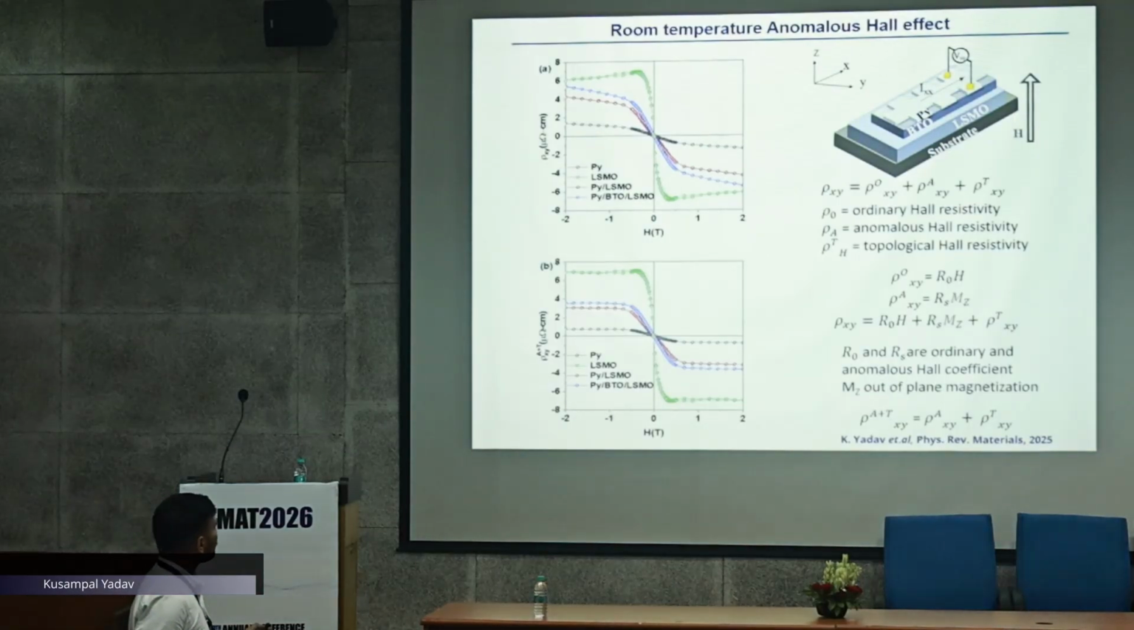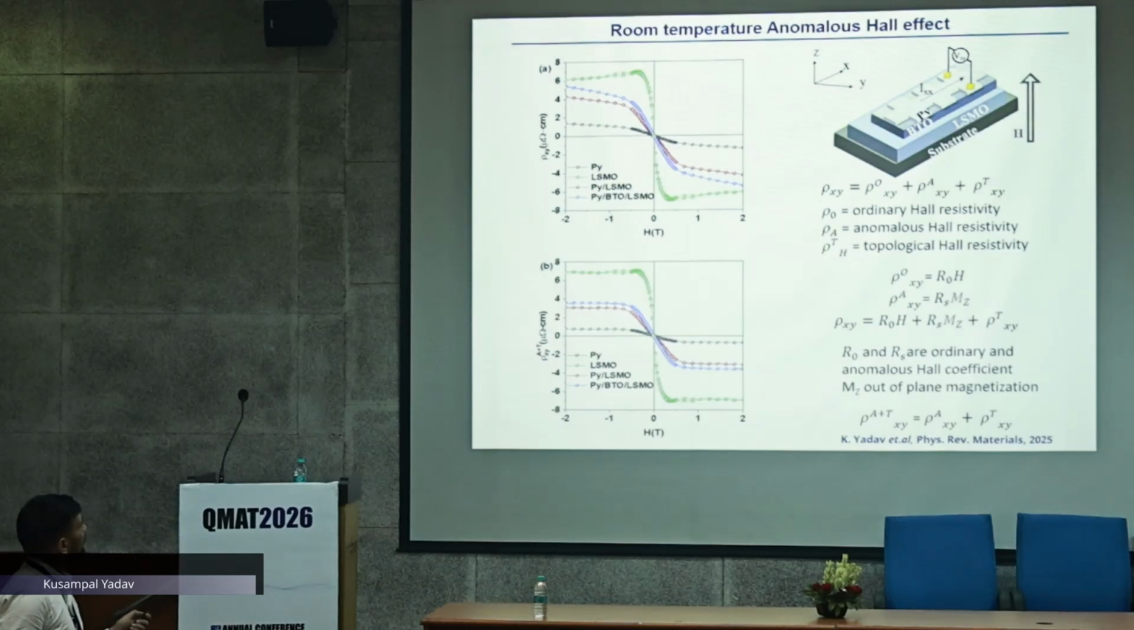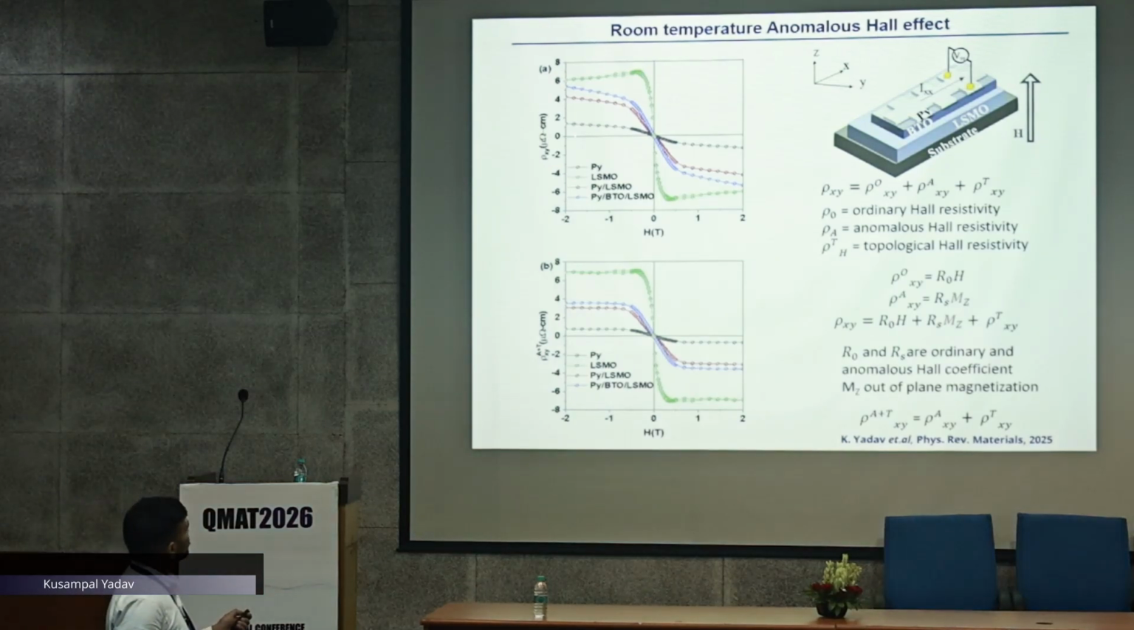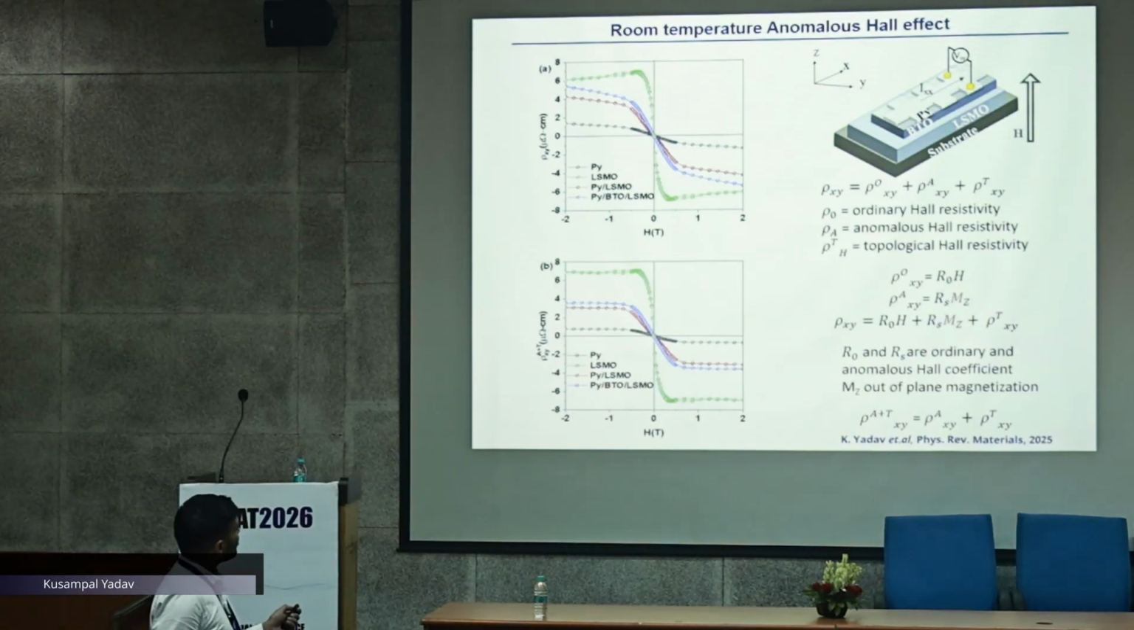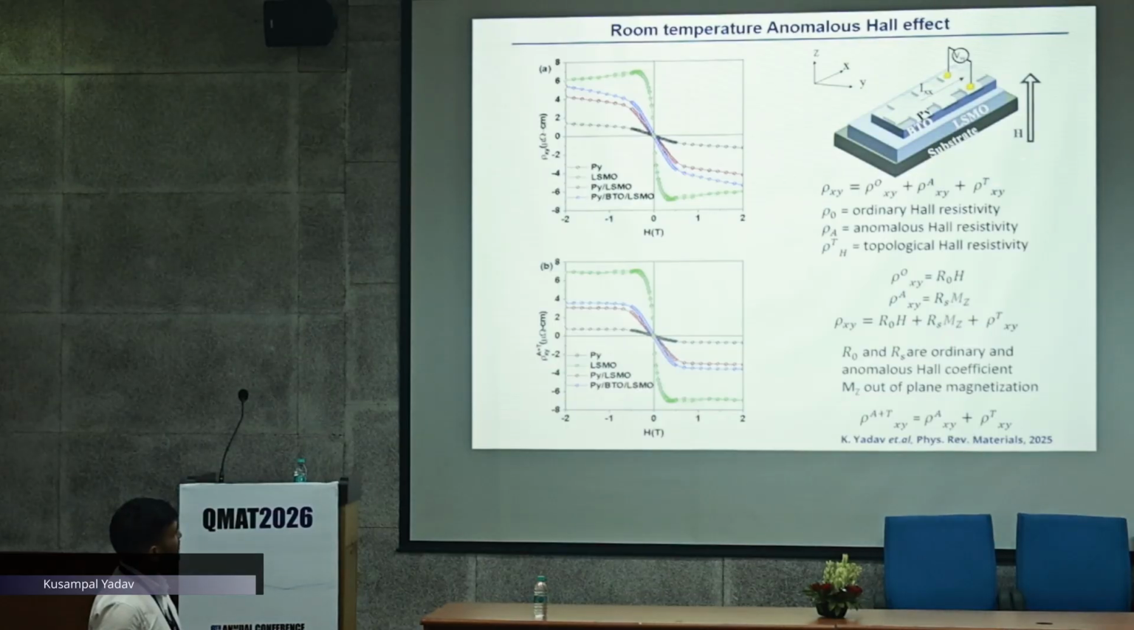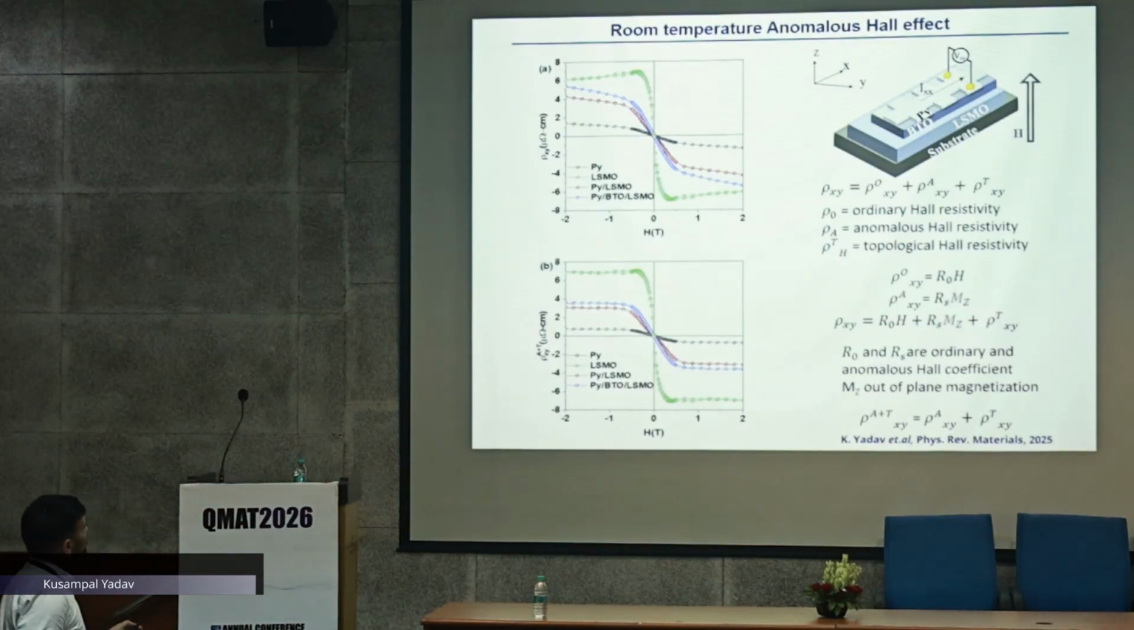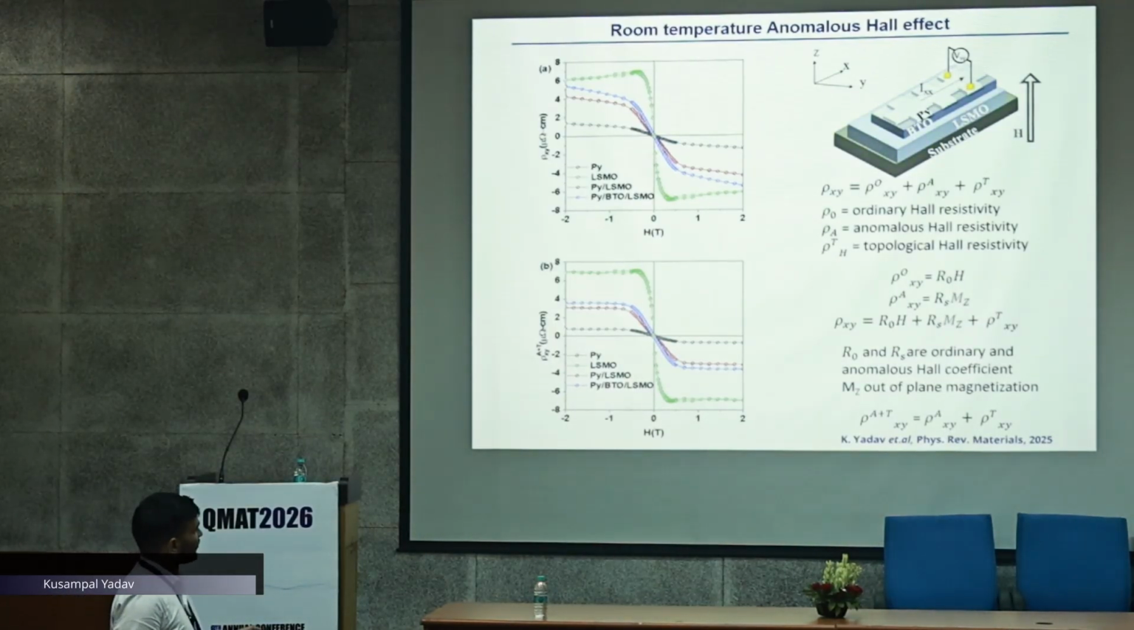Then we have studied the Hall effect, and here we can observe that the positive slope shows the p-type carrier and negative shows the n-type carrier. This has the whole contribution from ordinary, anomalous and topological, where using the linear fit we have separated out the ordinary part, and the anomalous is proportional to the magnetization. So this has the contribution of anomalous plus the topological part.